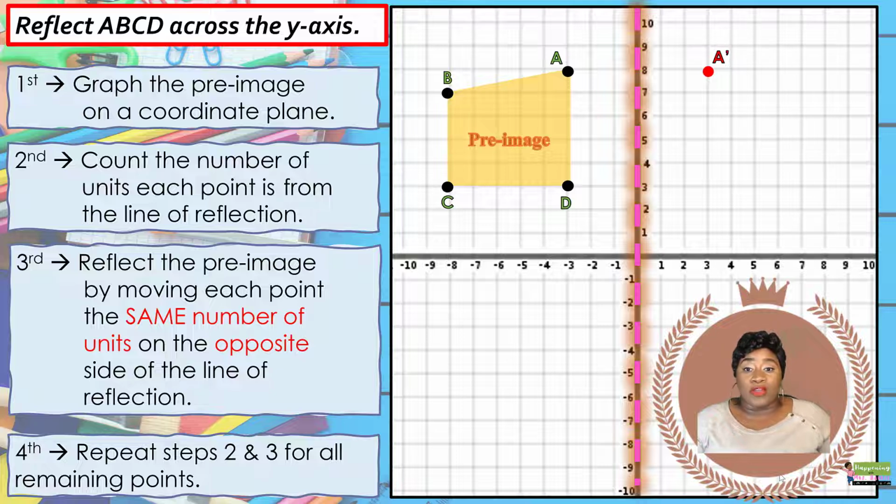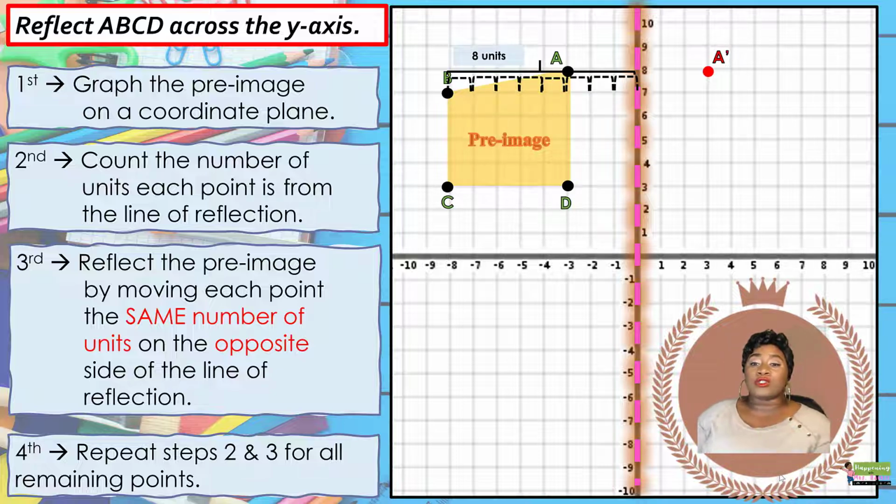The next point was point B. As we can see, there are 8 units between point B and the y-axis. Now that we've counted the number of units from point B to the y-axis, we reflect the same 8 units on the opposite side of the y-axis. And here's our B prime.